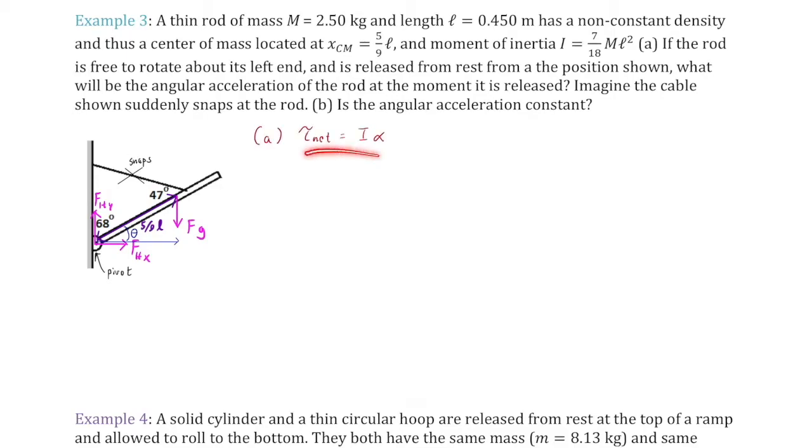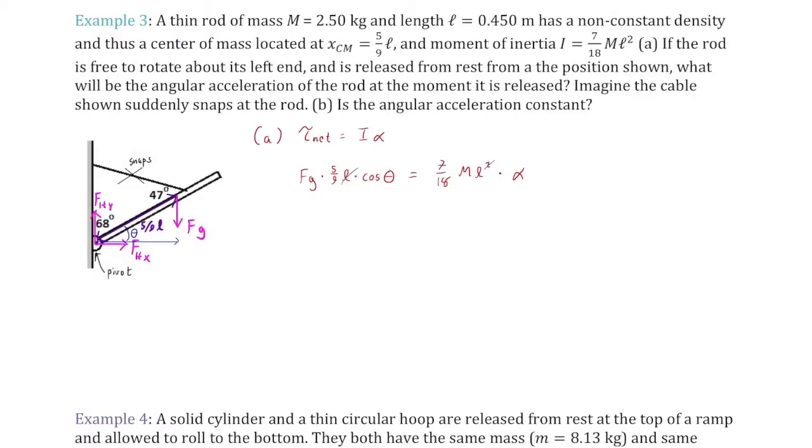Okay, then we have net torque equals I alpha, just Newton's second law. Now there's just a single torque. It's going to be gravity, and then it's going to be this expression here. Excuse me. Okay, it's going to be 5/9 L times cosine theta. And where did that come from? Well, let's consider the angle here a bit. So we know that this angle right here, theta, is 22 degrees, which means that cosine of 22 degrees is the same as sine of 112 degrees.